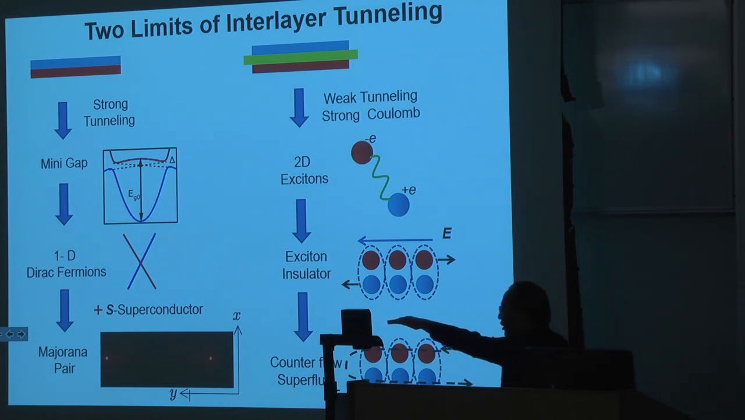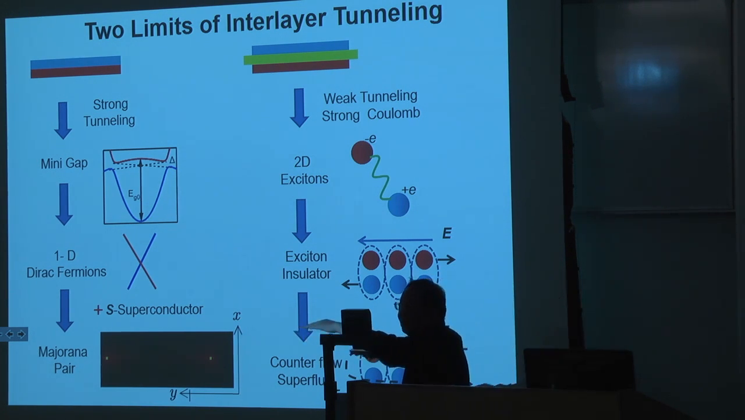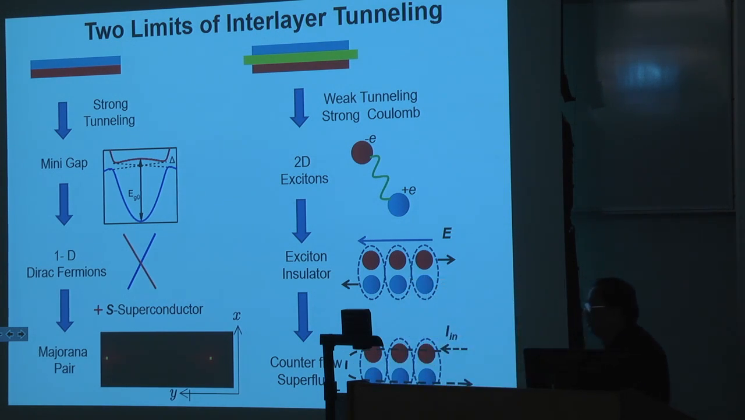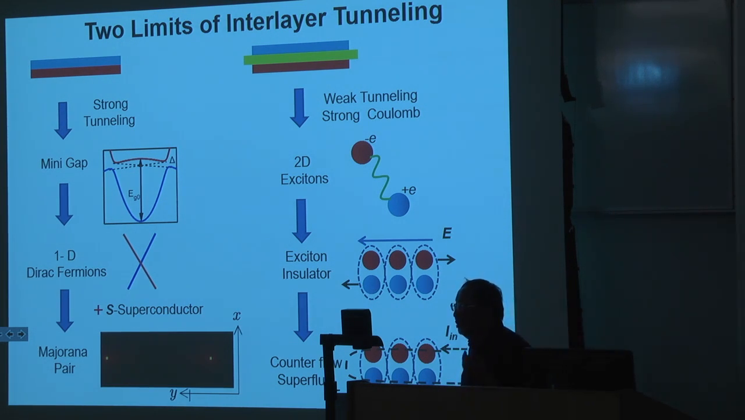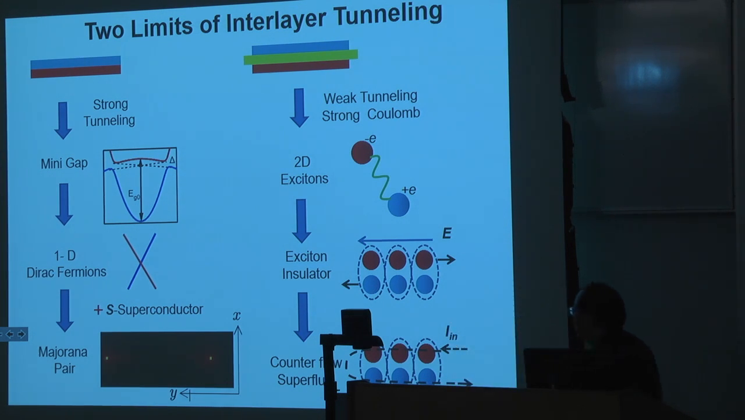But now they go like this. There should be no dissipation. This is the so-called counterflow superfluidity. So in that sense, it is actually a BCS type of correlation. Why we call it BCS, I'm going to mention later. But these are a new type of superconductor.